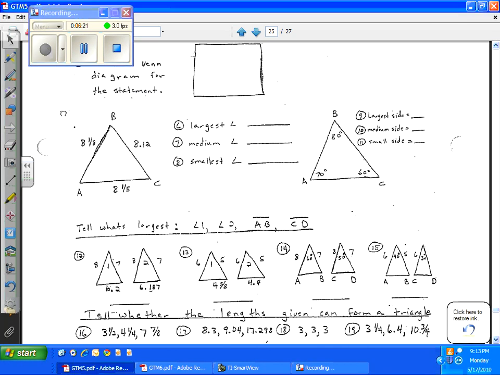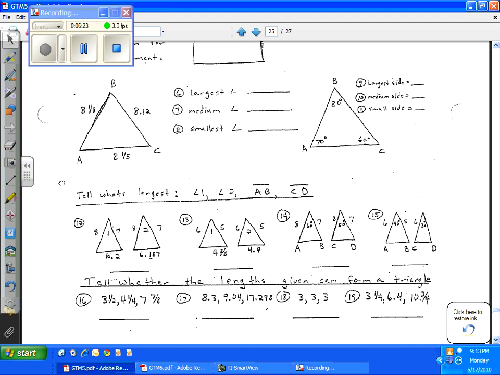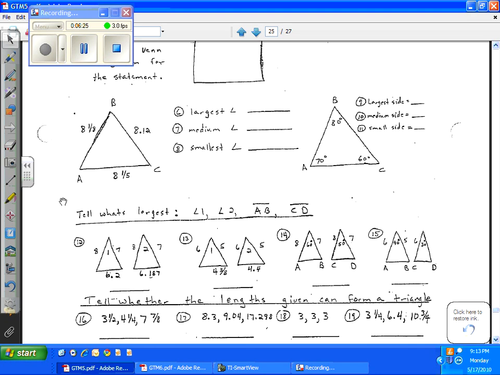Now, the next thing we're dealing with is inequalities in a triangle. And we know that if all of the angles of a triangle are equal, then all the sides are equal. Or if all the sides of a triangle are equal, all the angles are equal. In other words, all equiangular triangles are also equilateral. Or if a triangle is equilateral, it's also equiangular.